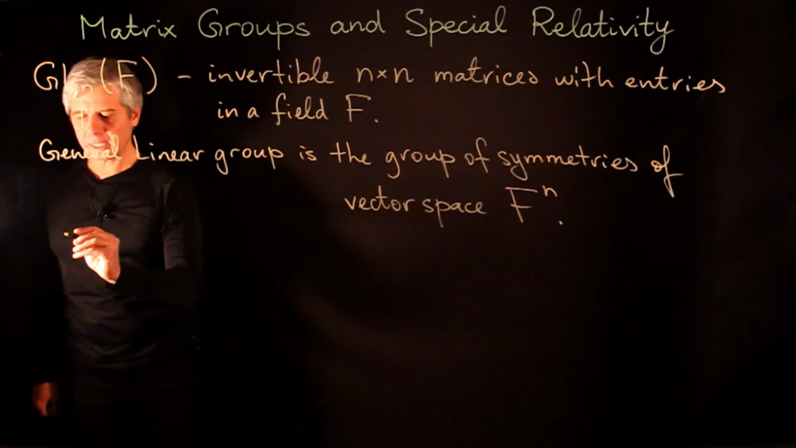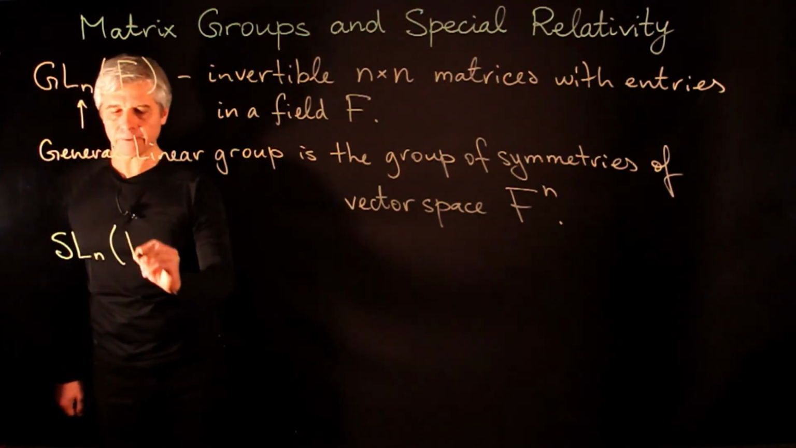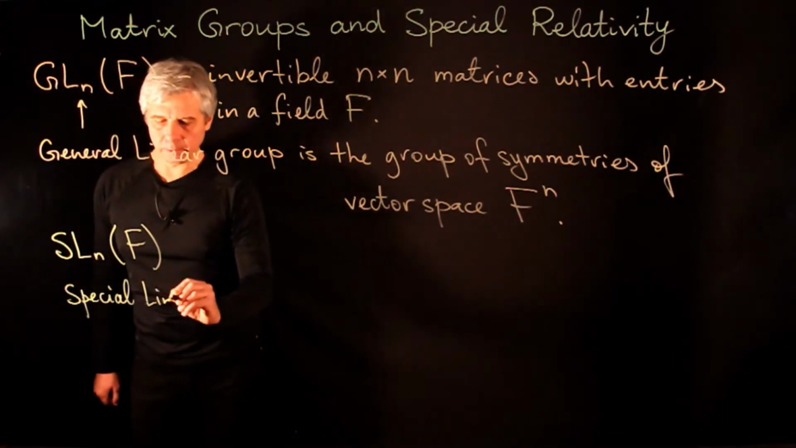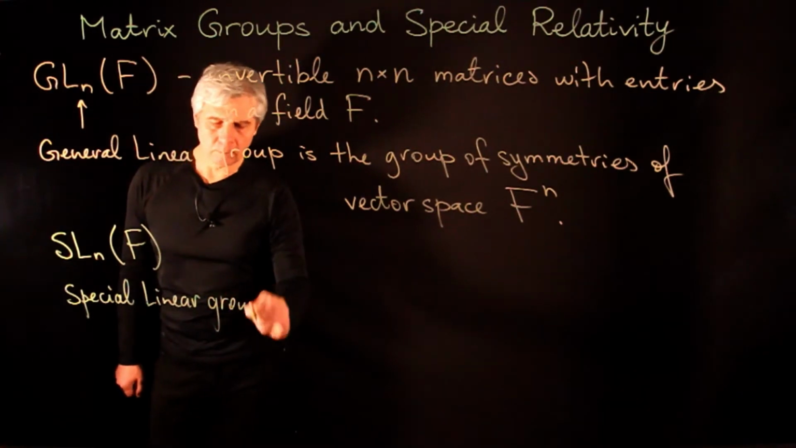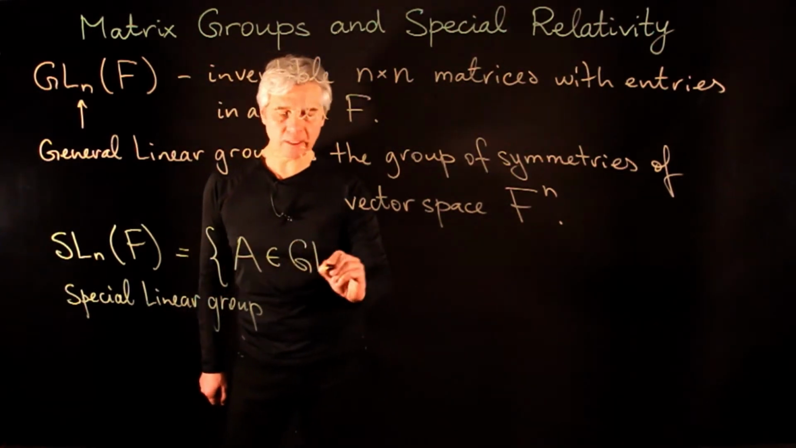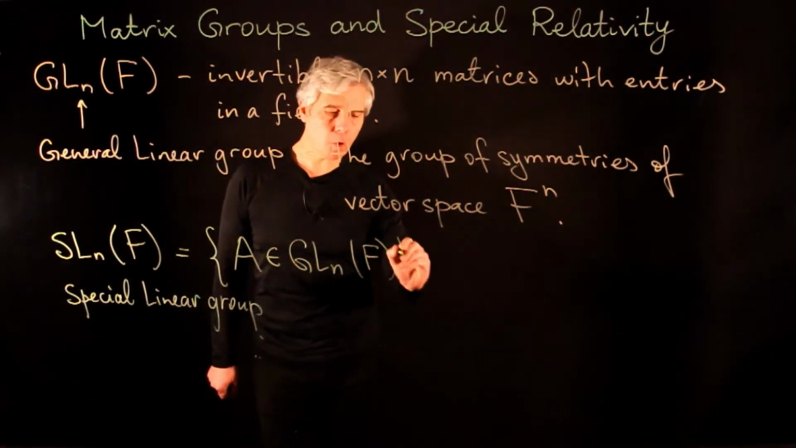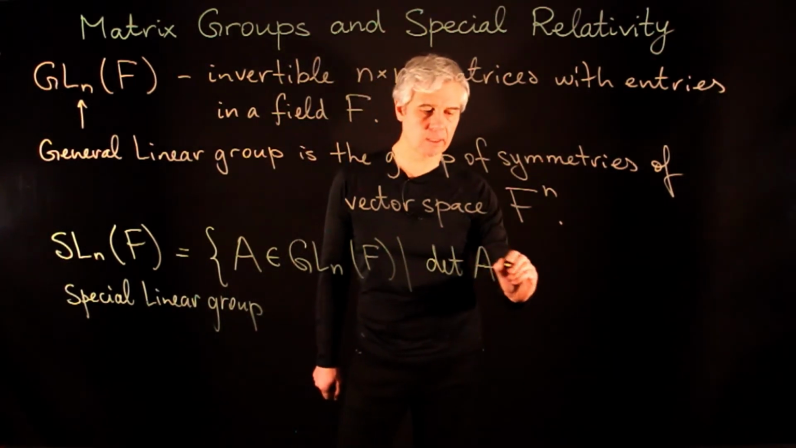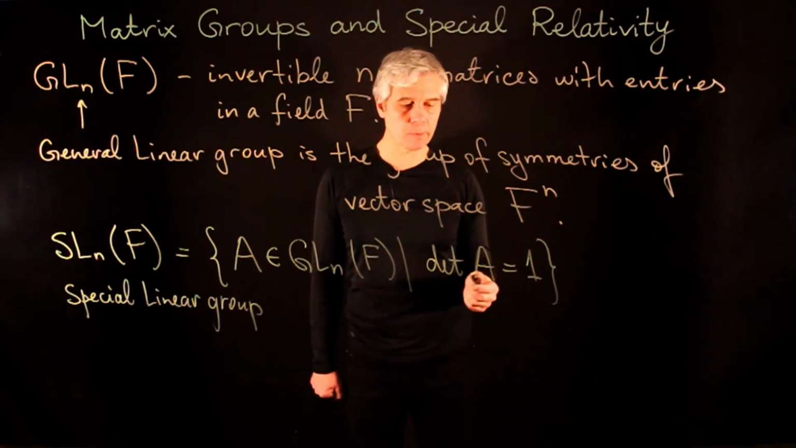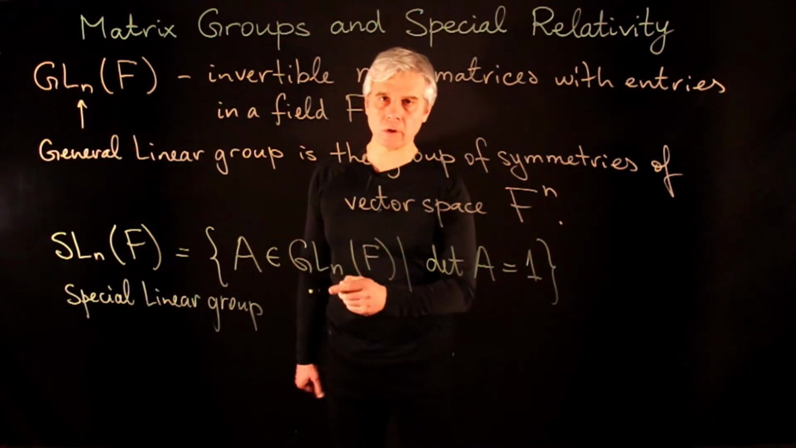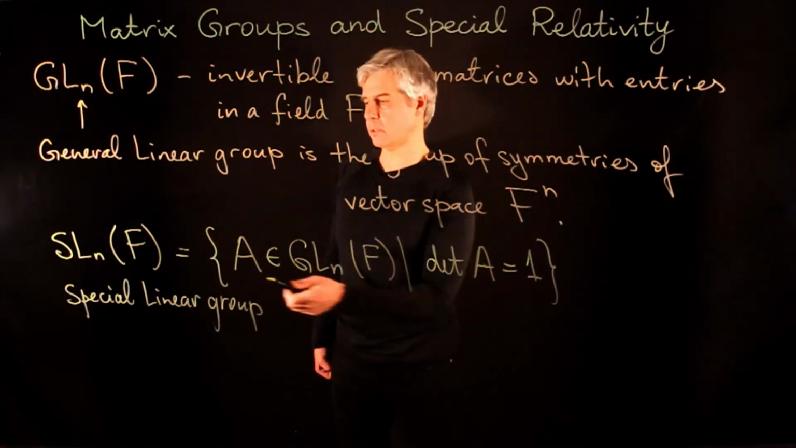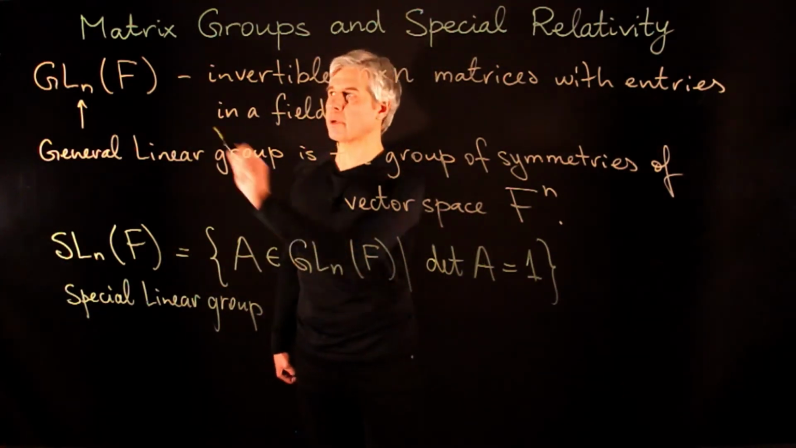This group has an important subgroup, which is called SL_n(F), or Special Linear Group. So this consists of matrices A in GL_n(F) with the property that the determinant of A is equal to 1. And since the determinant of a product is equal to the product of determinants, this set is closed under multiplication of matrices, and it's also closed under inversion of matrices. So this means that this set forms a subgroup inside GL_n(F).